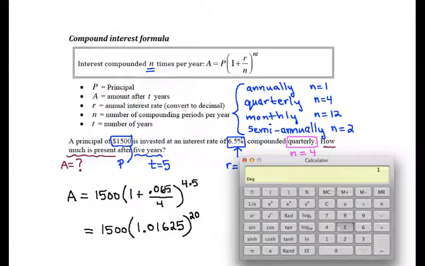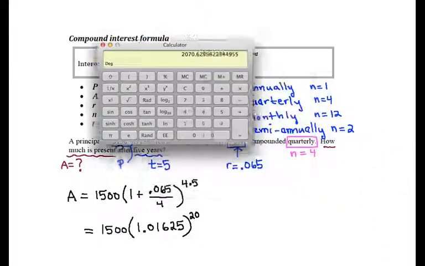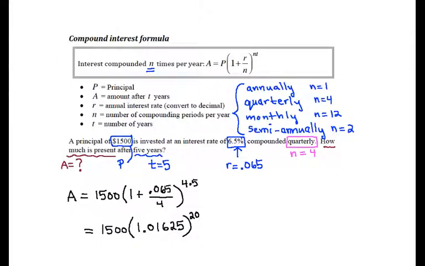I'm going to now punch in 1,500 times 1.01625 to the power 20, and I get 2,070 and 63 cents.